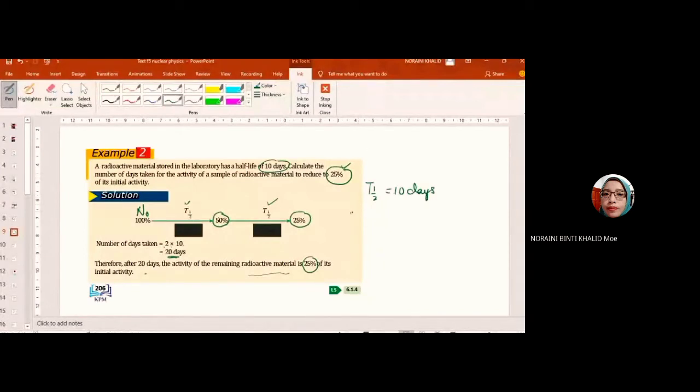If you want to determine it using the formula just now, N equals half to the power n times N0, that also works. From here, you determine the fraction left, which equals 25 over 100, or 1 over 4. 1 over 4 equals half to the power 2. So you get 2 here, meaning 2 half-lives. So the time taken is 2 half-lives, 2 times 10, 20 days. So the same answer.